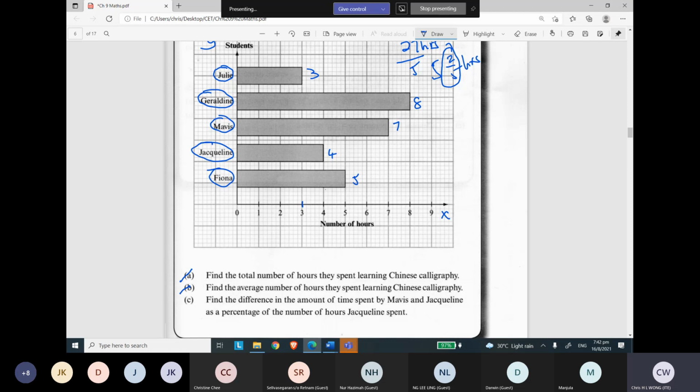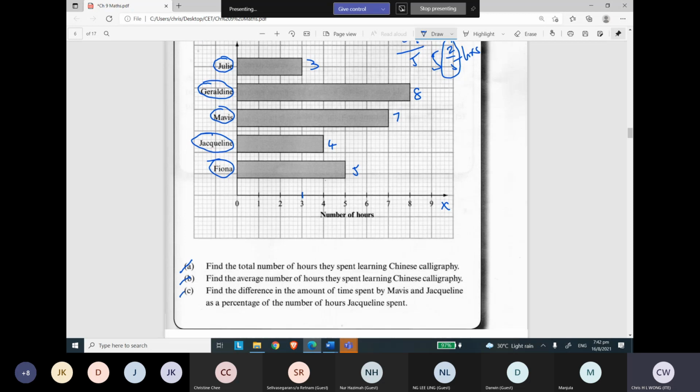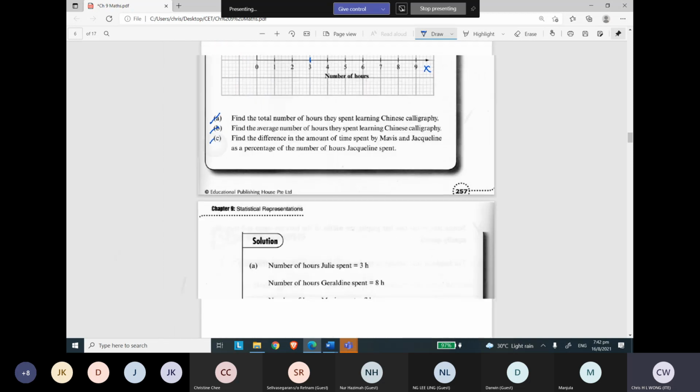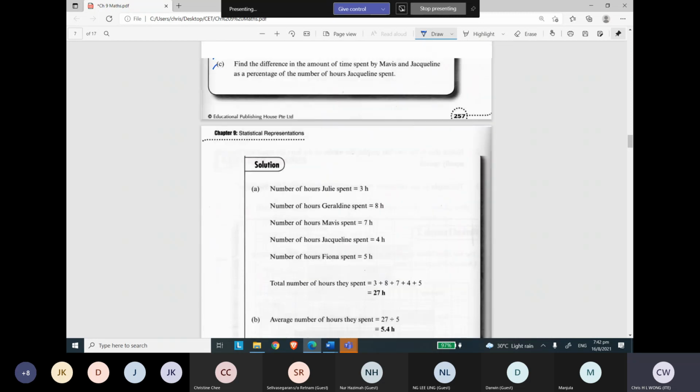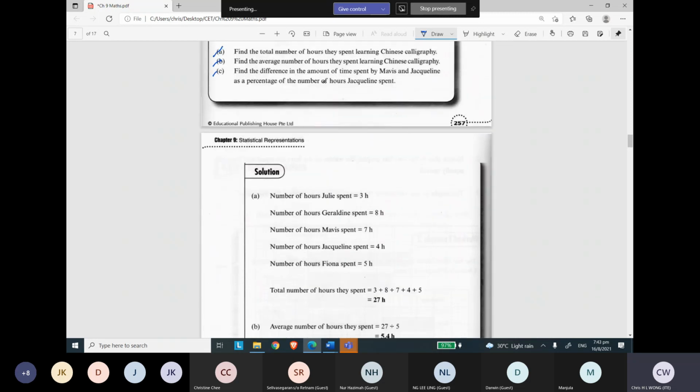Find the difference in the number of hours spent by Mavis and Jacqueline as a percentage of the number of hours Jacqueline spent. Okay, so this one, find the difference in the amount of time spent by Mavis and Jacqueline. I think they're asking you the total. No, I don't know exactly what they ask. You see, the last question. The difference in this case, they find the difference between the amount of time spent by Mavis and Jacqueline as a percentage of the number of hours Jacqueline spent. Oh, okay, between these two persons.